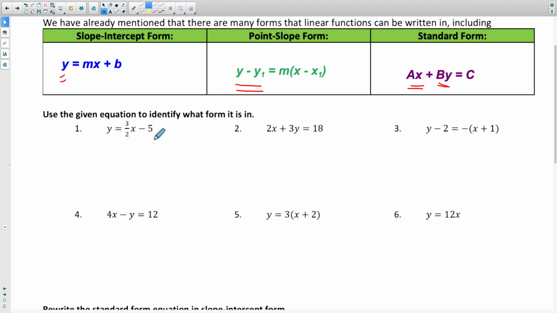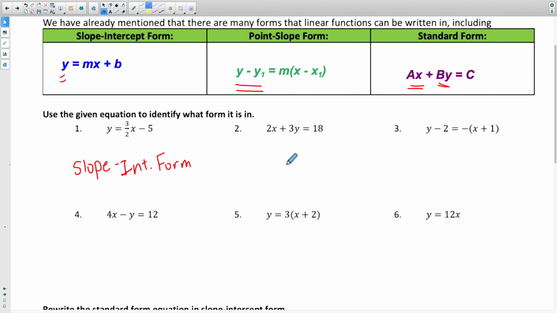Let's take a look at this first one. Again, let's look at the left-hand side. This one only has a y. What does that match up with? Well, that's going to match up with slope-intercept form. It only has a y over here, and you can see that then it would be mx plus b. It's a minus, but that's okay. It's a little difference, not a big difference.